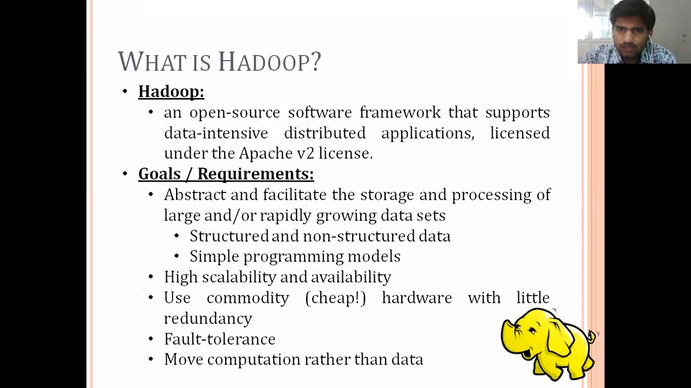So Hadoop is open source software. It supports data-intensive distributed applications licensed under the Apache version 2 license. It runs under Apache version 2. So what are the main goals of this system? Abstract and distill the storage and processing of large, as I already told you, very large or rapidly growing data sets.